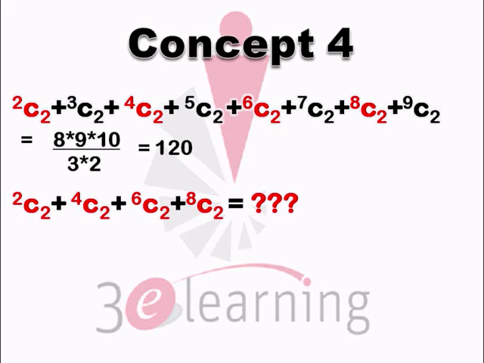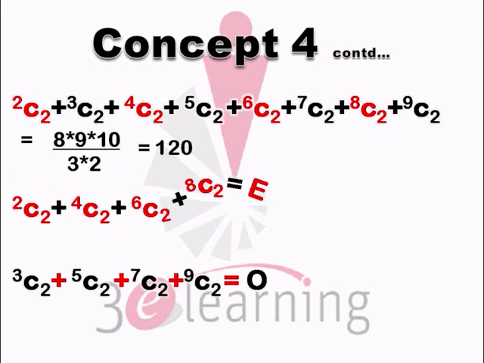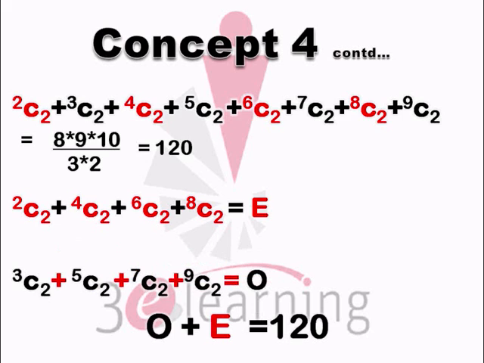If we have to find 2C2 plus 4C2 plus 6C2 plus 8C2, meaning nC2 summed where n is even, or nC2 summed where n is odd. So assume the even bundles become E and the odd bundles become O. By this we can say odd bundles plus even bundles becomes 120.